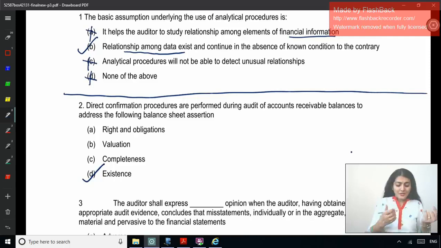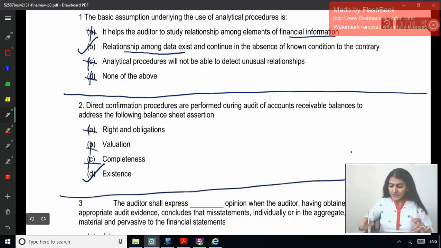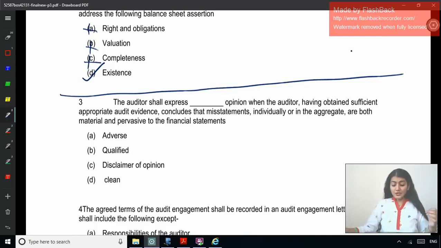So which balance sheet assertion over here? It is going to be existence. Which balance sheet assertion? Existence.